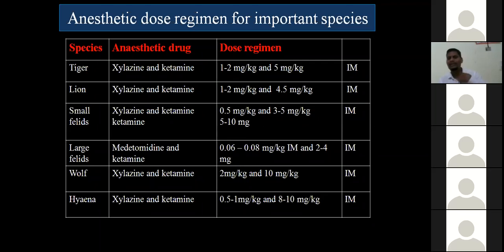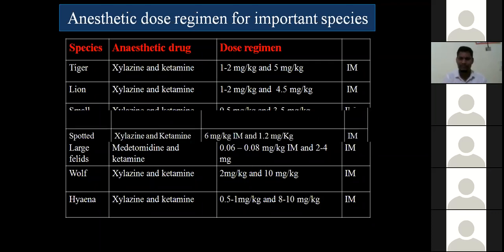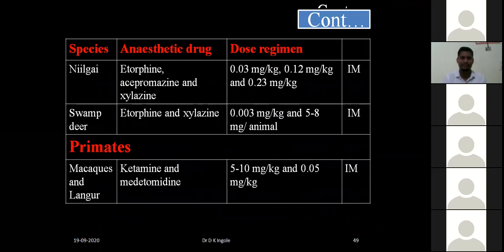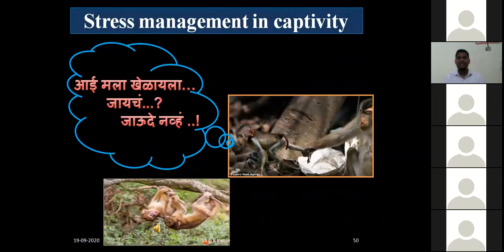And what is the ideal anesthetic for us? Those drugs which we are more familiar with can be used safely. We should not copy others. These are the dose rates for different animals. So now, stress management in captivity.